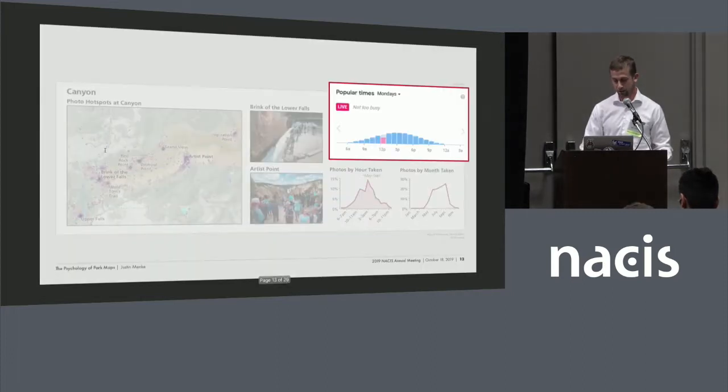And this might look familiar if you've seen what Google does, but what's interesting is that they actually show live information. And so you can see what the conditions are now relative to what it typically is. So this says live, not too busy right now. So maybe that's a good time to go to Artist Point.